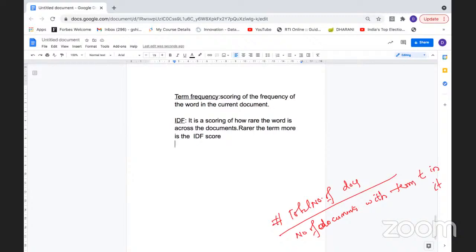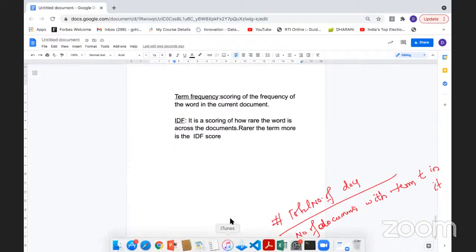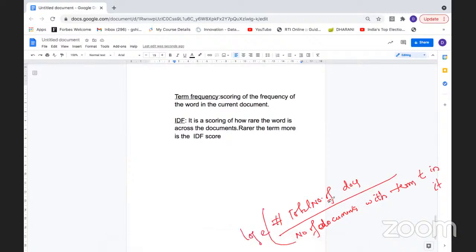So if you are talking about inverse document frequency, it's not just this. You will usually write it as log of these values. That is nothing but you are computing the TF-IDF score, which will be equal to TF into IDF.